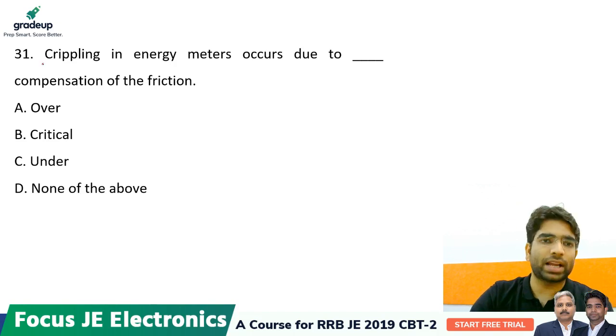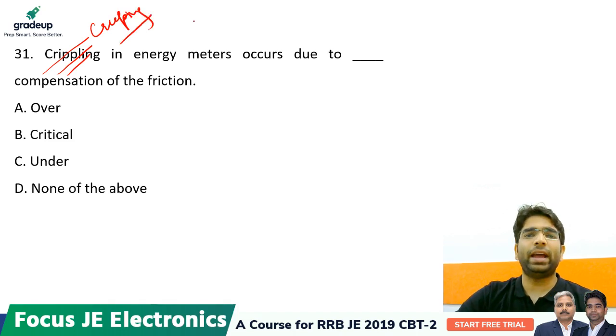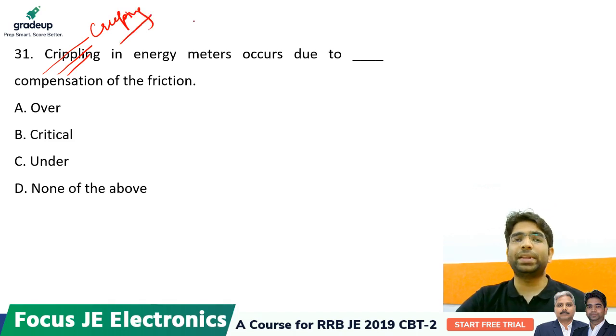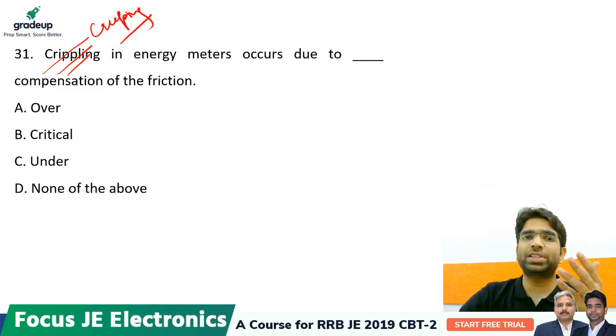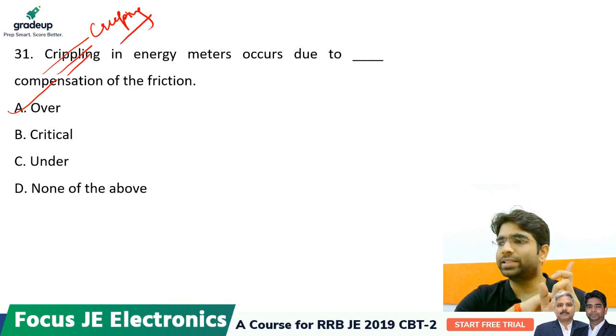Crippling error is actually wrong here. It will be creeping error. Creeping error in an energy meter occurs due to overcompensation for the friction. We compensate a bit too much for the friction of that aluminium disc that is rotating, due to which this creeping error comes into picture. That is, when no load is applied, then also that disc is rotating.